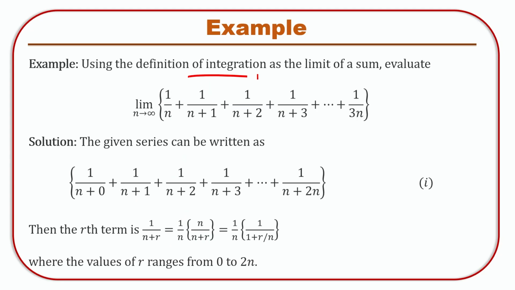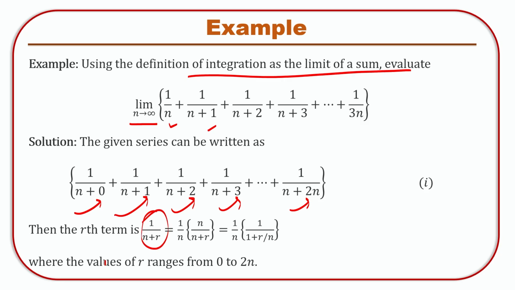Use the definition of integration as a limit of a sum and evaluate this. The limit, n tends to infinity, of this series is already given. So I can rewrite the series: the first term is n plus 0, the second term is n plus 1, then n plus 2, n plus 3, and so on. So that means the rth term is nothing but 1 by n plus r.